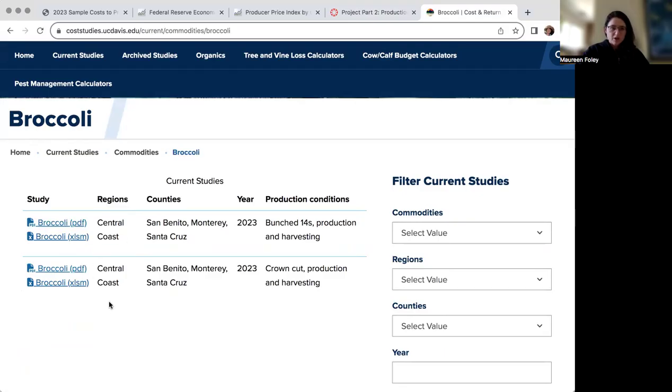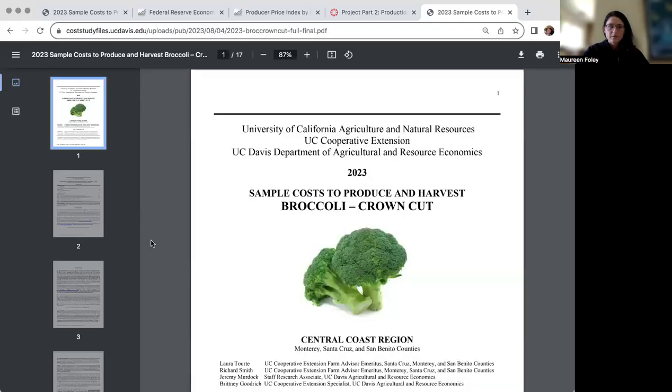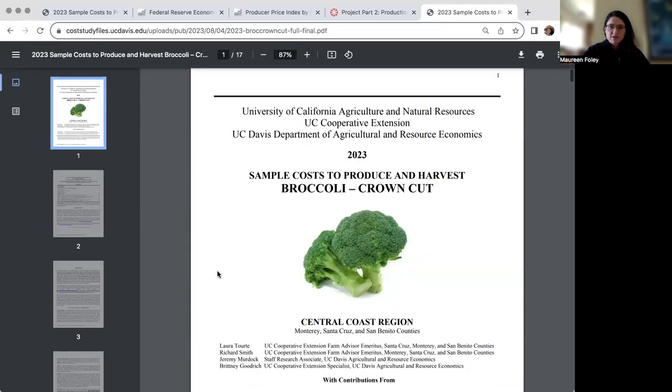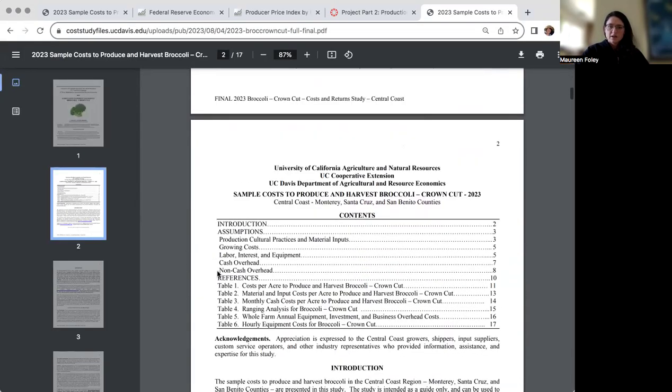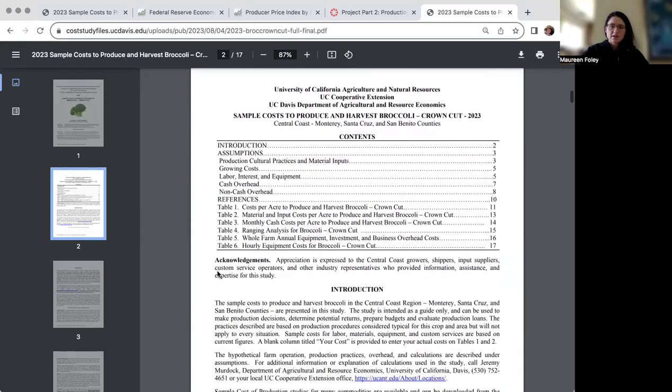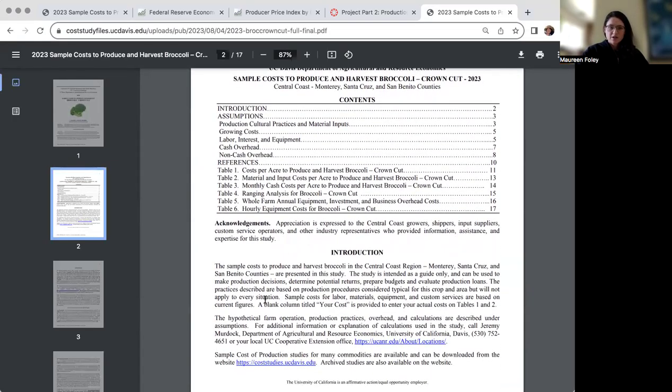So here on this page, we have 2 different studies. They are from the same region, the same counties, and the same year. The difference is the type of broccoli that they are producing. This is a bunched 14 stem broccoli, and this is what we call a crown cut broccoli. So we are going to choose the crown cut for demo purposes. So this is what the cost study looks like. You have a title page, and then you have a table of contents and an introduction, and this just tells you what the study is all about.